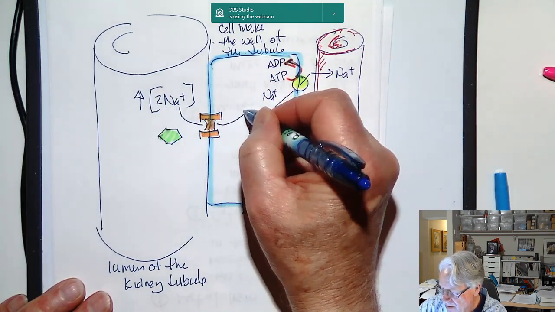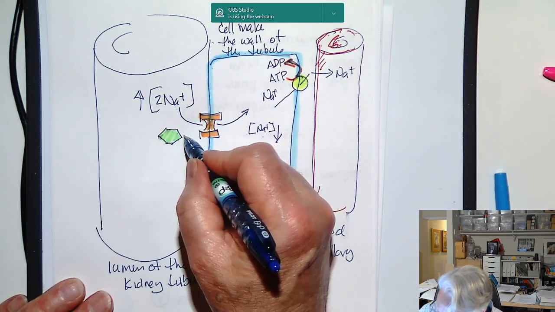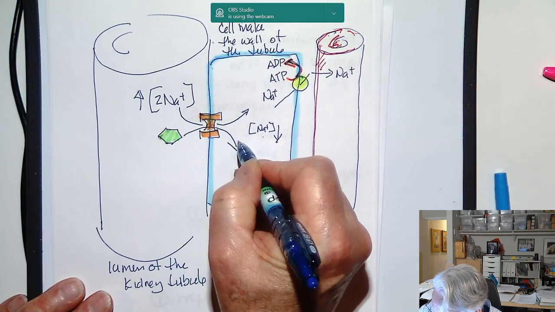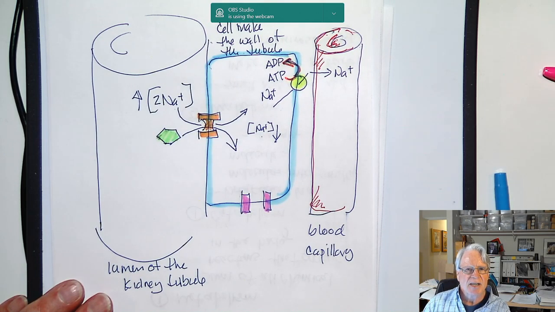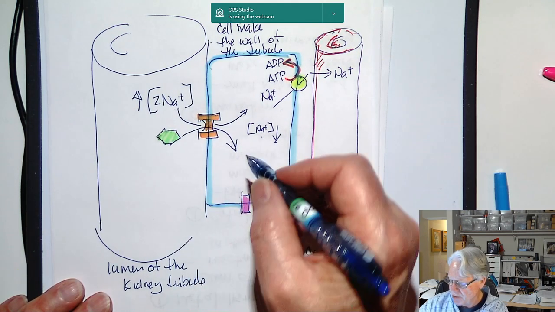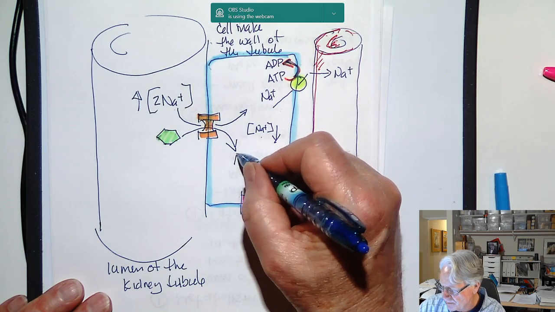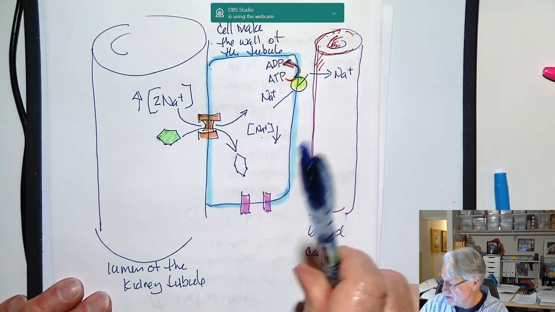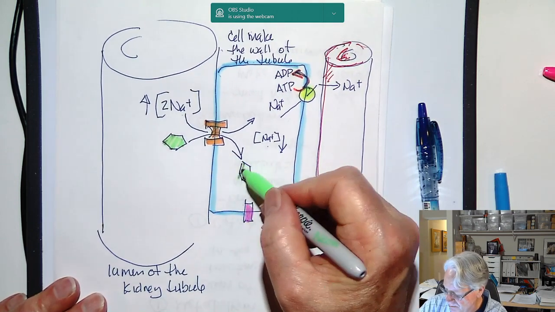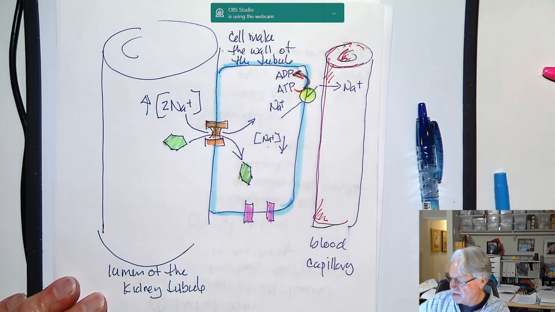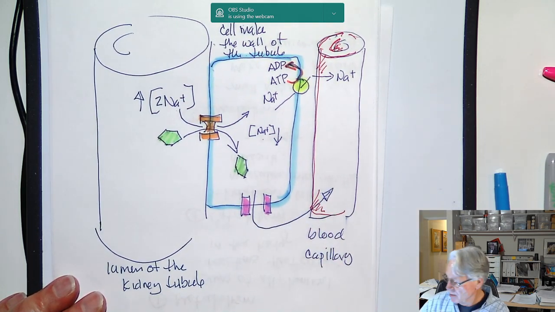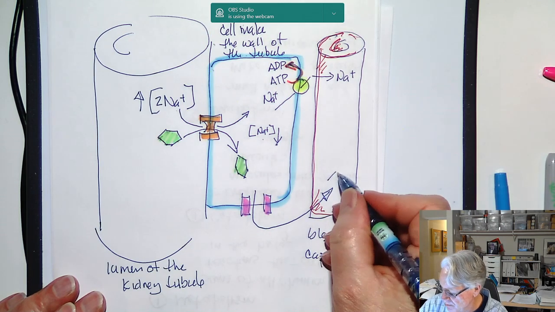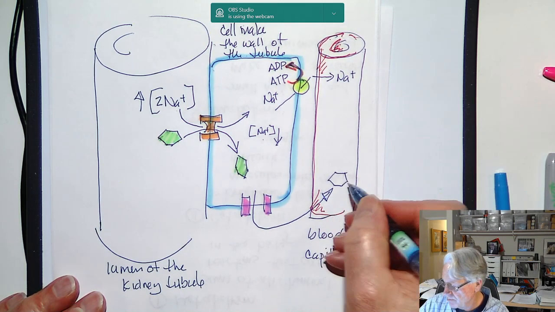But we're going to tell the sodium, in order to come in, you're going to have to bring in with you glucose. It's going to drag glucose along with it. It's moving down its concentration gradient, and in so doing, it's doing work for us by bringing that glucose into the cell. So now the glucose is in the cell, and then we're going to provide a mechanism for that glucose to end up back into the blood.